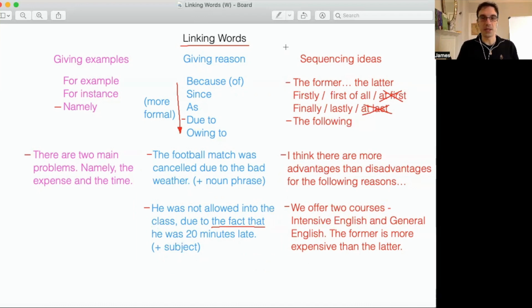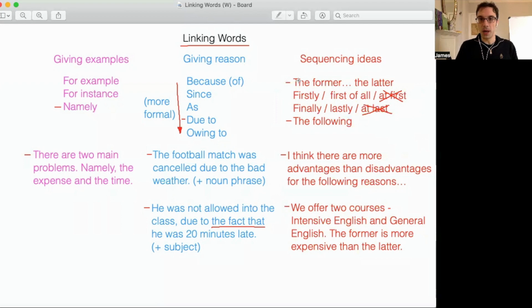Now, we did a little bit of this before, but I've got a couple of extra examples here, especially this one here, the former and the latter. I think this has come up a couple of times in the course already, and also the following. Now, in a previous video, I talked about starting a sequence with firstly or first of all, but not at first. And you can go and check out my previous video to see why, because this phrase means initially and it's not used with a sequence. So firstly, secondly, next, then, and then you finish with finally or lastly, but not at last. And again, that has a slightly different meaning.